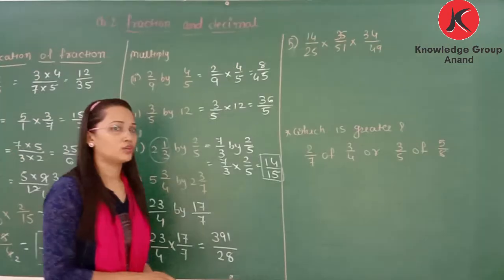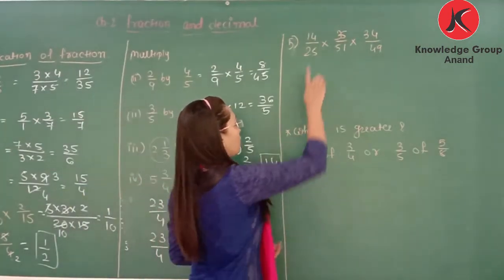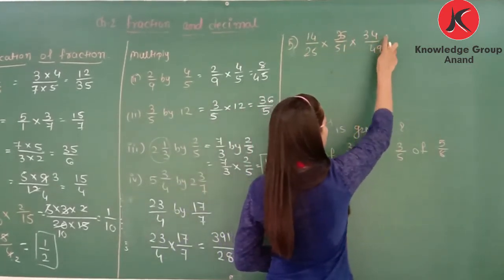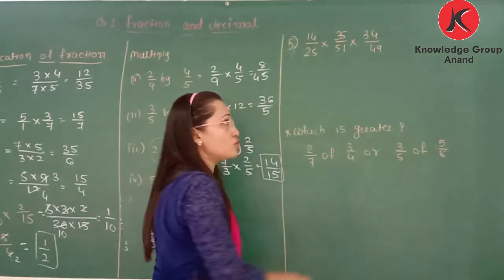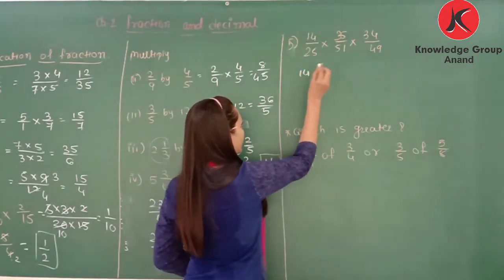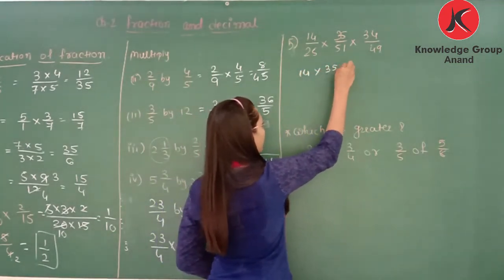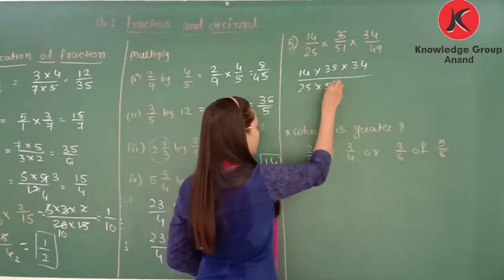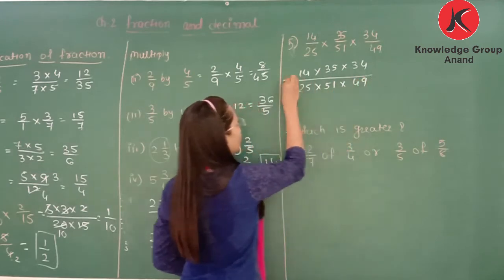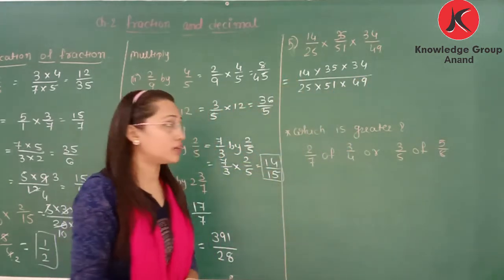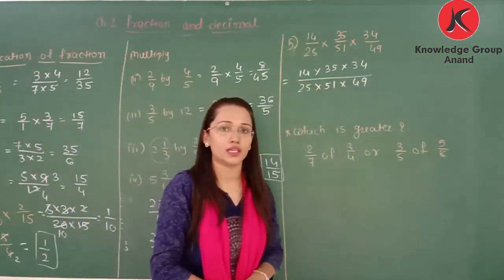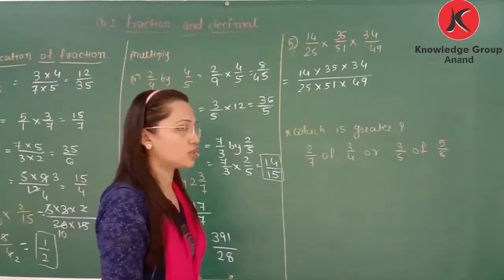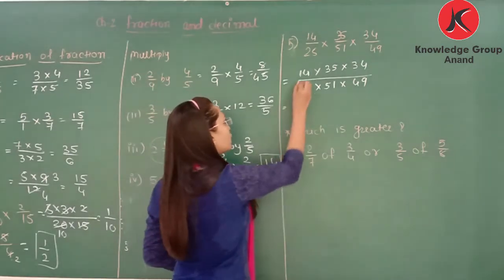Okay. So here next example. 14 by 25 multiply 35 by 51 multiply 34 by 14. So here you can write 14 multiply 35 multiply 34 divided by 25 multiply 51 multiply 14. If you know how to cut the common factors directly, then you can cut them directly. Otherwise, you can find the factors of each number. So let's find the factors of each number.